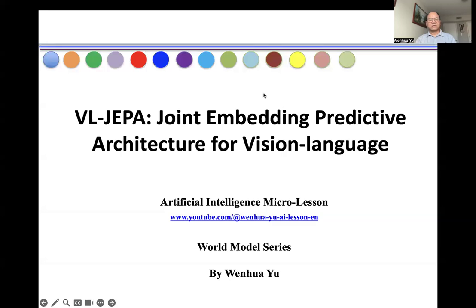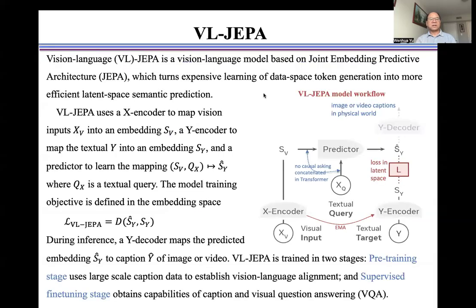In this video, I introduce Vision Language JEPA, Joint Embedding Predictive Architecture for Vision Language. Vision Language JEPA is a vision language model based on Joint Embedding Predictive Architecture, which turns expensive learning of data space token generation into more efficient latent-space semantic prediction.